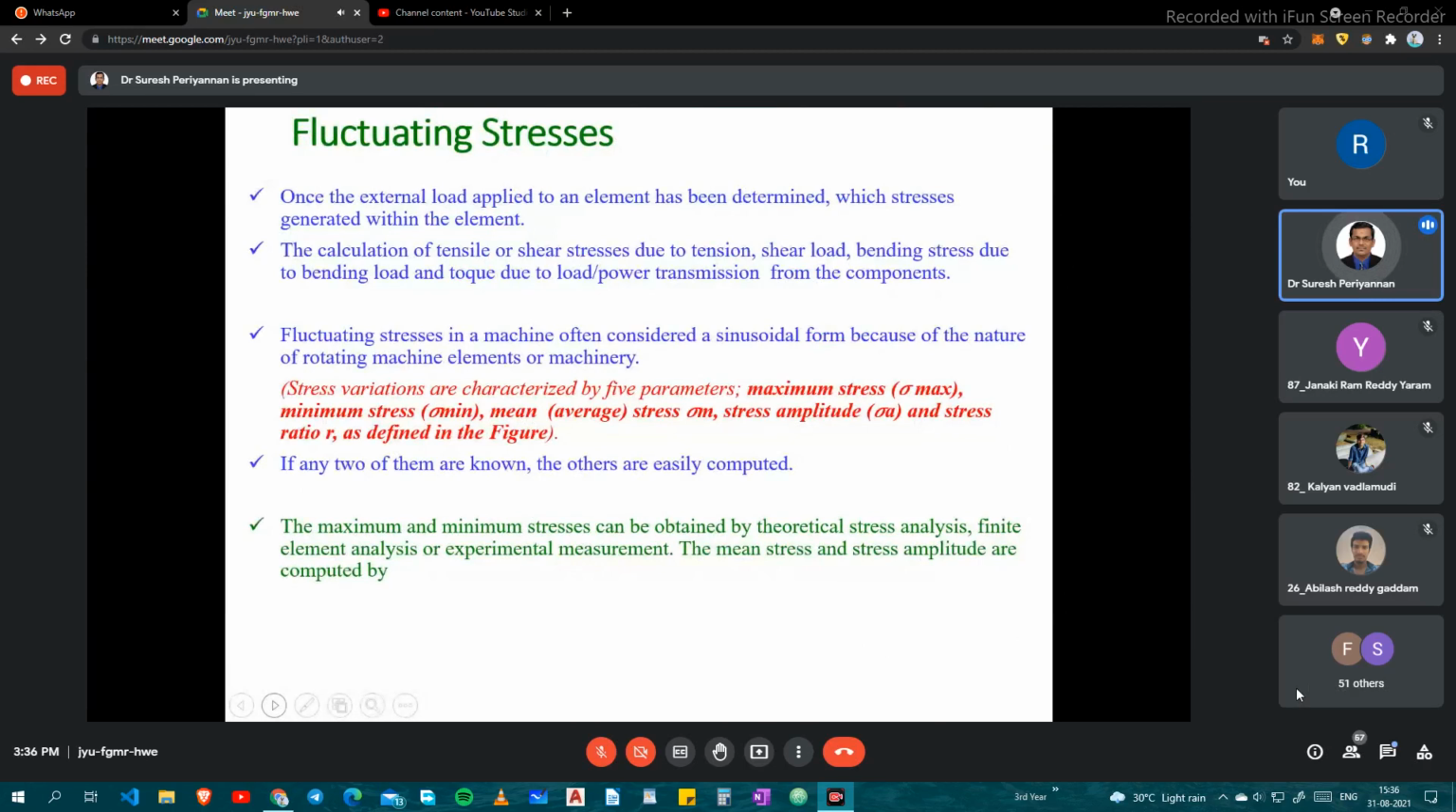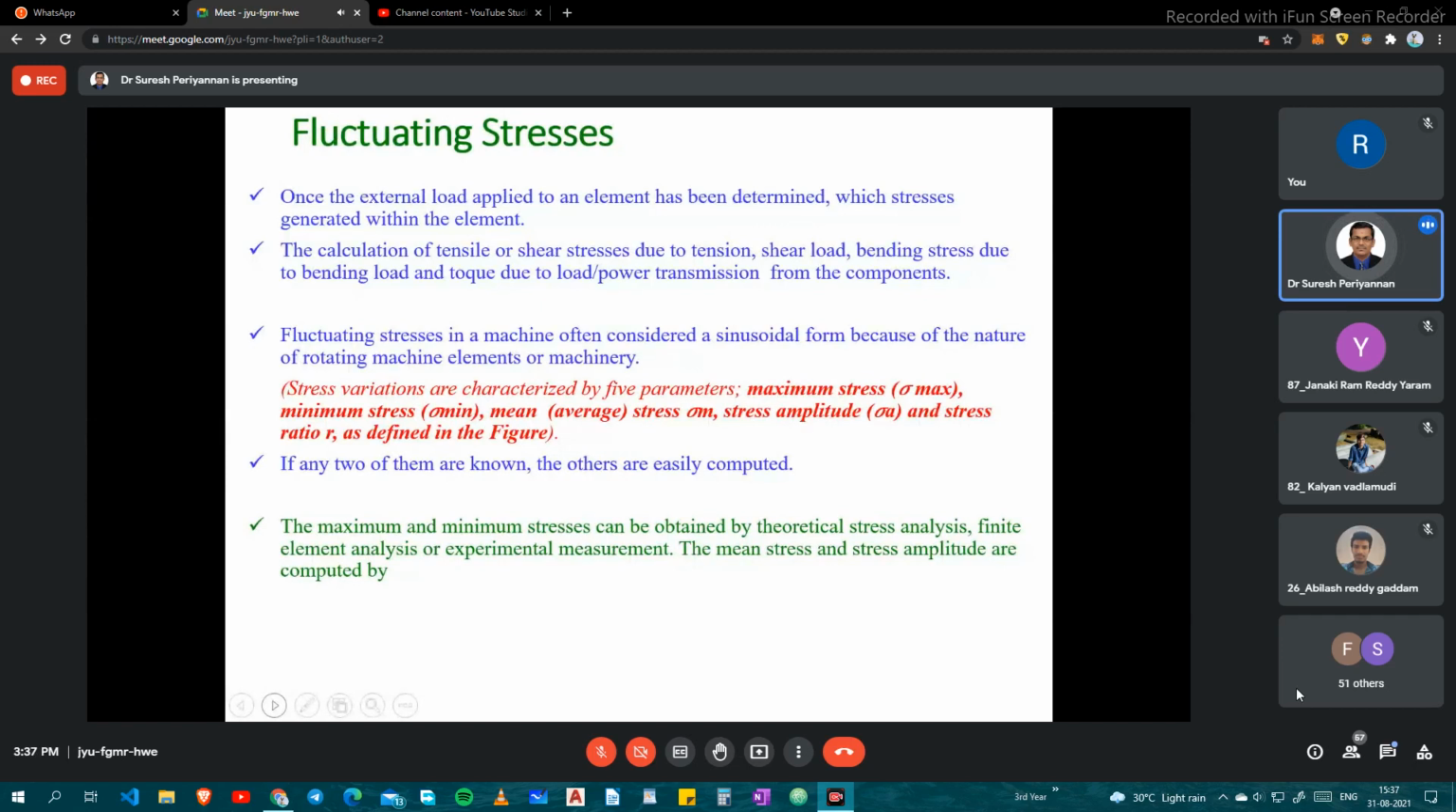Fluctuating stress. Whatever we studied as static load, now we touch on fluctuating stress, and we are going to solve more problems in the upcoming classes. Once the external load applied to the element has been determined, we must determine which type of stress is developed in the component. Whatever we discussed earlier was the calculation of tensile stress, compressive stress, or shear stress based on tension, compression, or shear load.